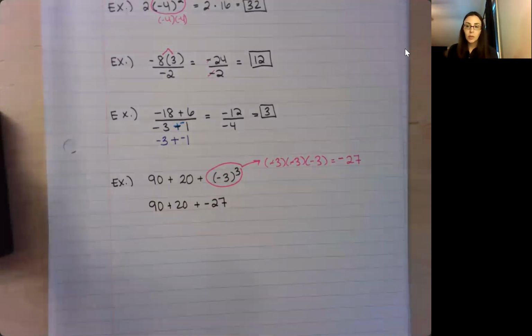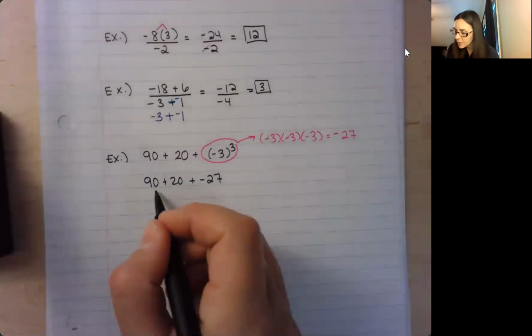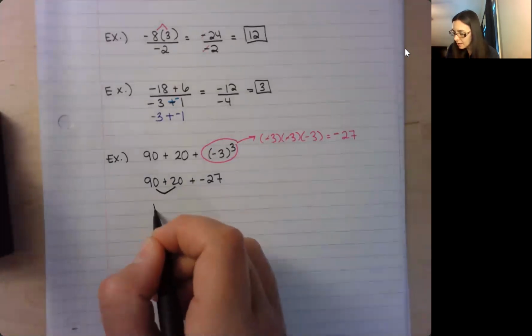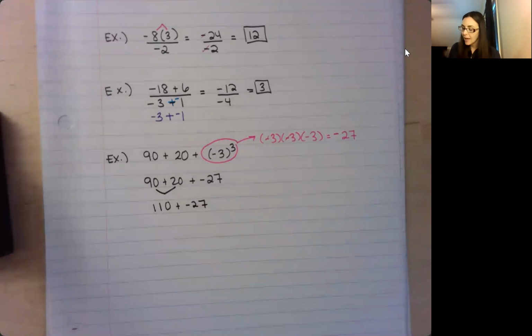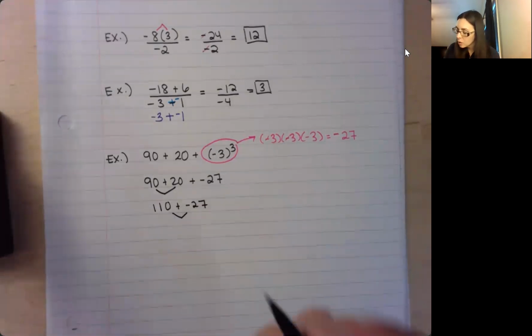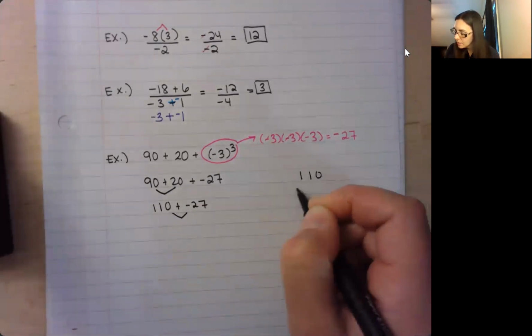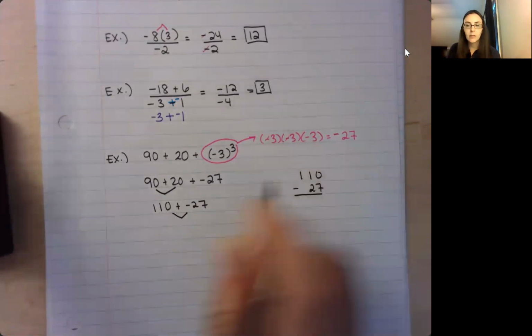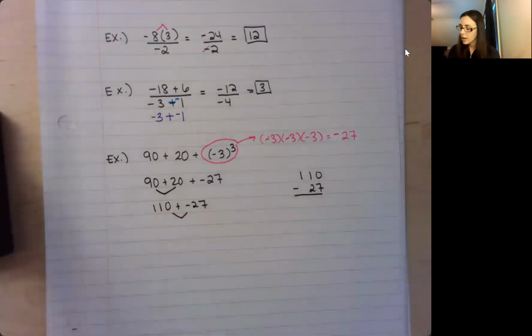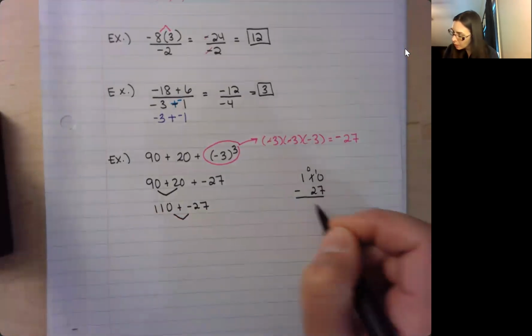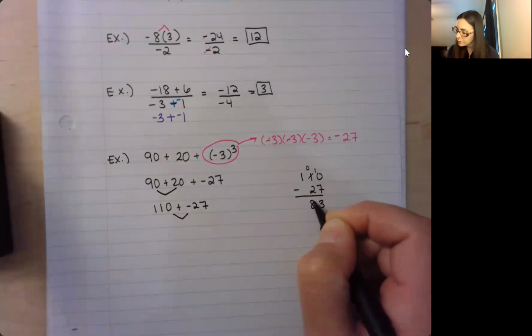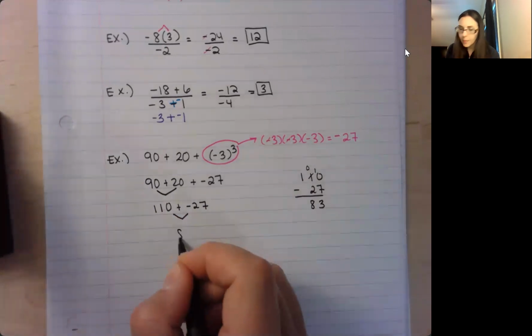Now I just have addition left, so I'm just going to work from left to right here. 90 plus 20, that is 110. And now I have different signs, so I am going to subtract. So you may want to go do this off to the side. Now when you subtract, don't worry about what's positive or negative. Just set it up like a regular subtraction problem first. So you'll have to do your regular borrowing that we've done. And then go back and think about the sign.